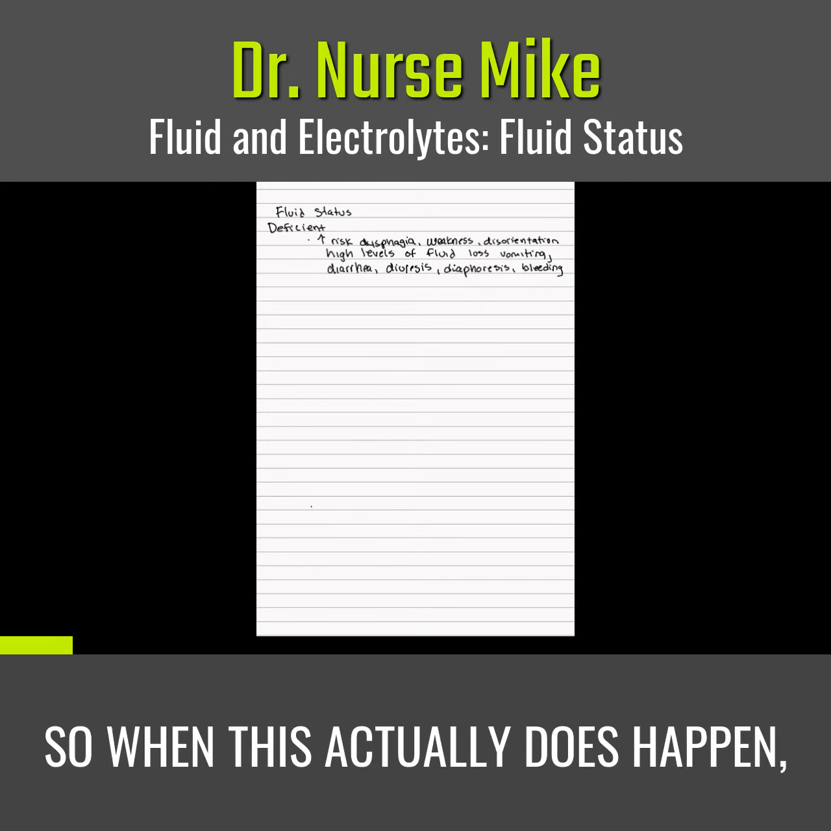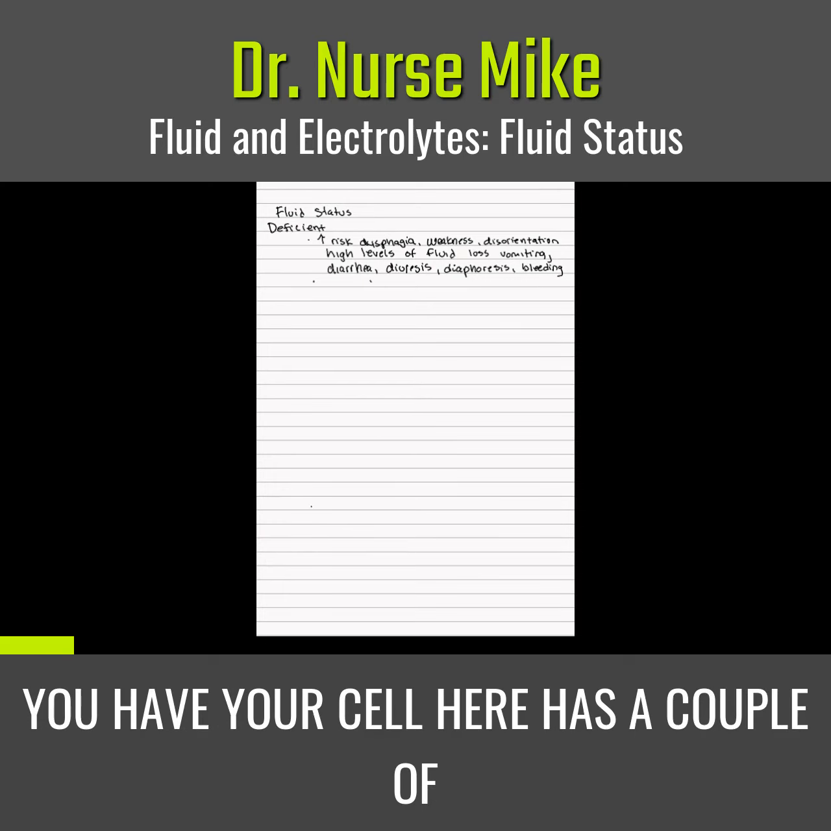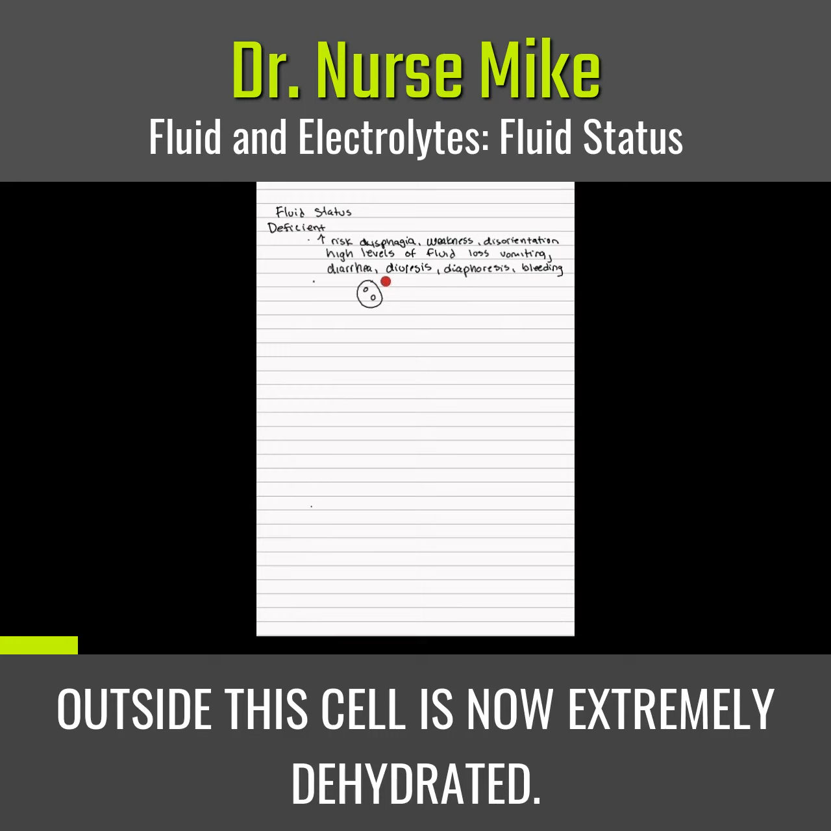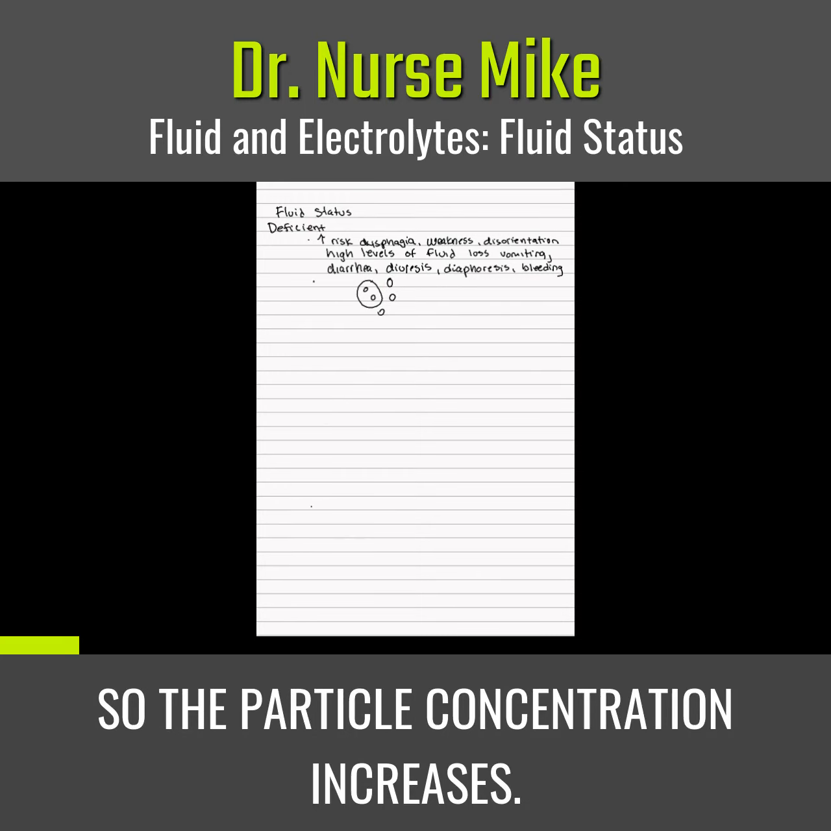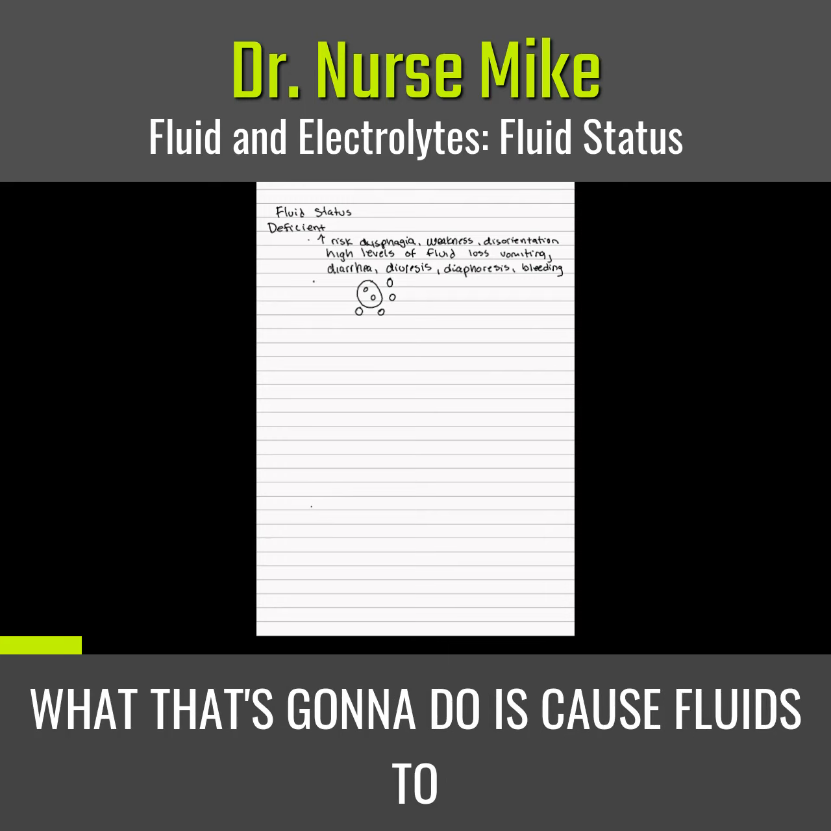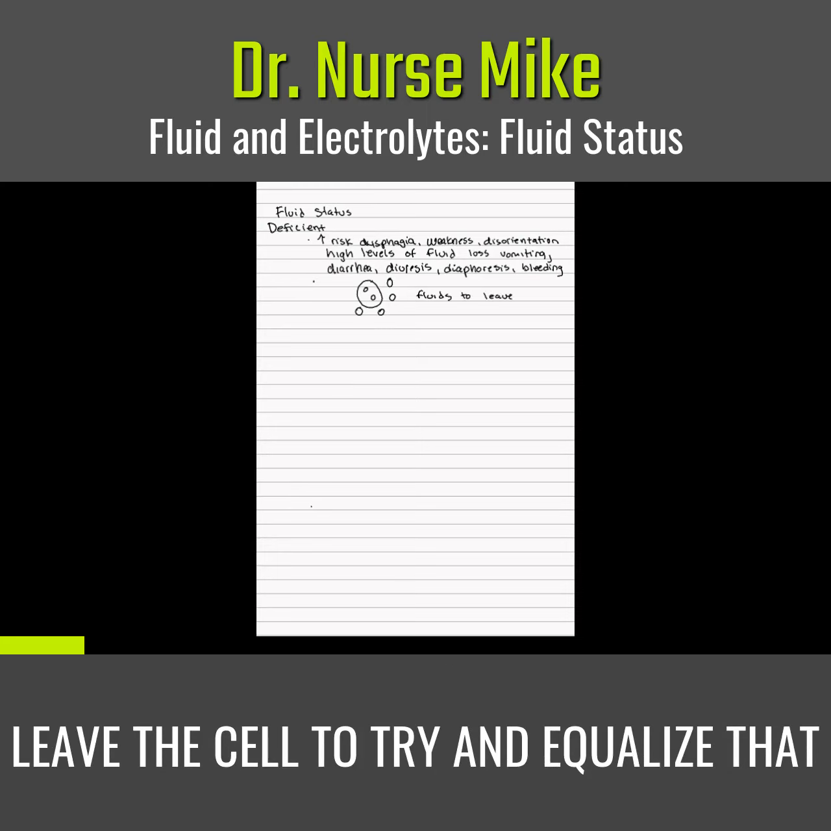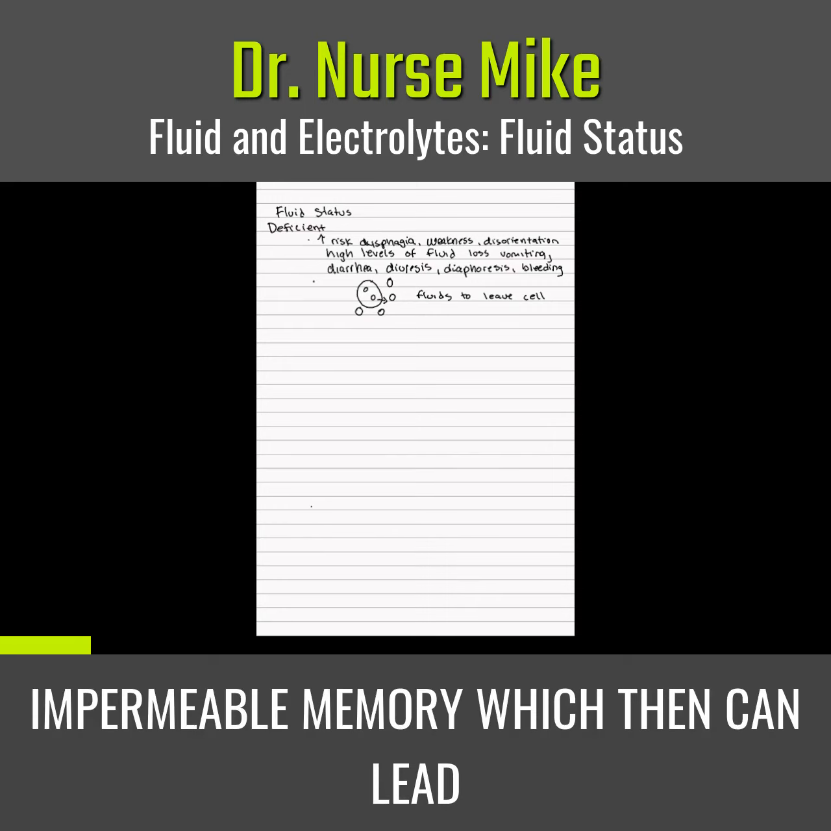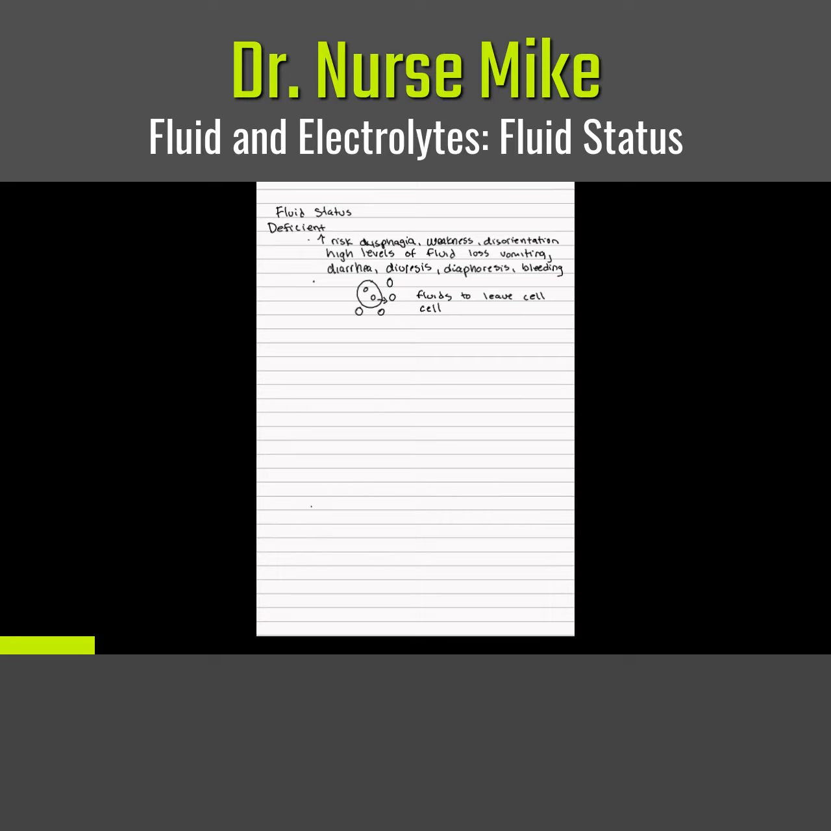So when this actually does happen, you can think about it. You have your cell here, has a couple particles in it. Outside this cell is now extremely dehydrated, so the particle concentration increases. What that's going to do is cause fluids to leave the cell to try and equalize that pressure, that gradient between the fluid status on both sides of that semi-permeable membrane, which then can lead to cellular dehydration.